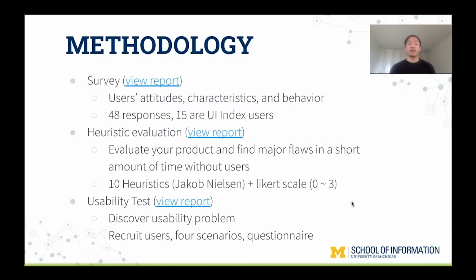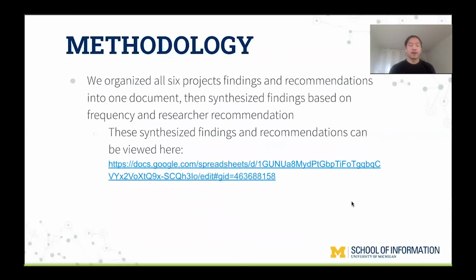And the last one is the usability test, by which we can discover usability problems with real users. The process is, first, we recruit the users and give them 4 major scenarios and tasks to complete. Then we conduct pre-test and post-test questionnaires to learn more about their thoughts. Finally, we aggregate and organize all the findings and recommendations from these 6 methods into one document so we can synthesize and produce concluded findings and recommendations.